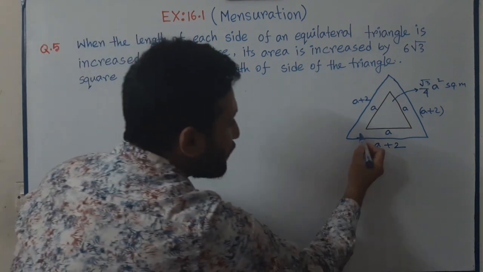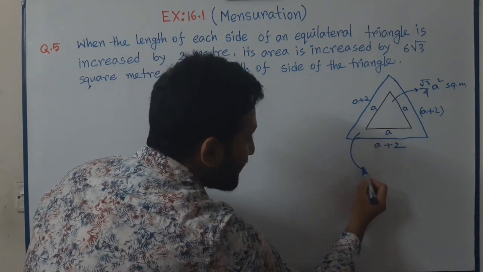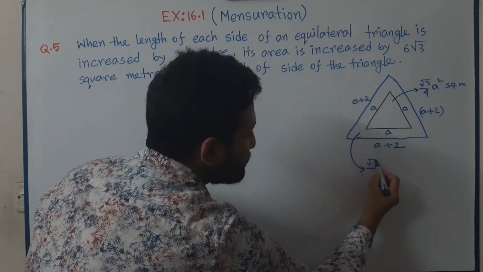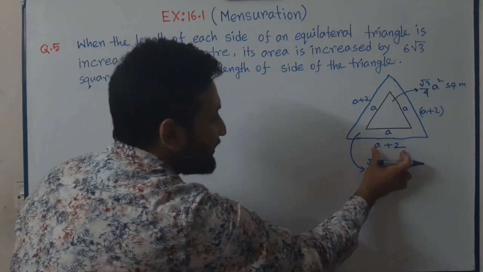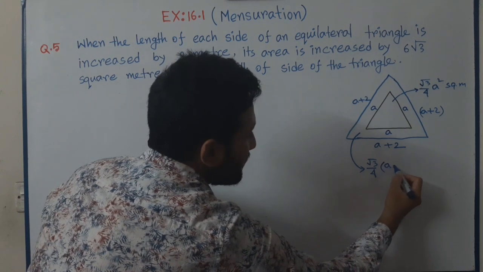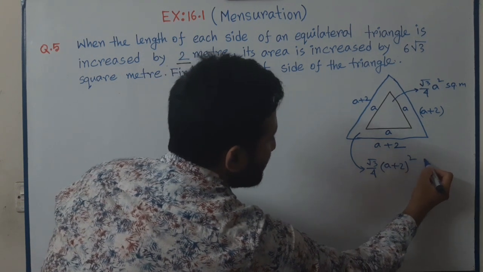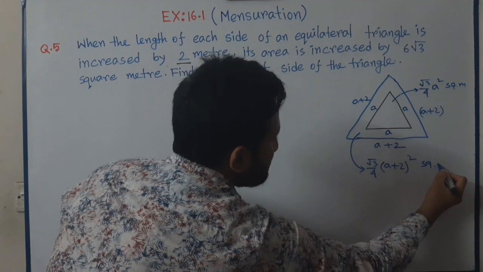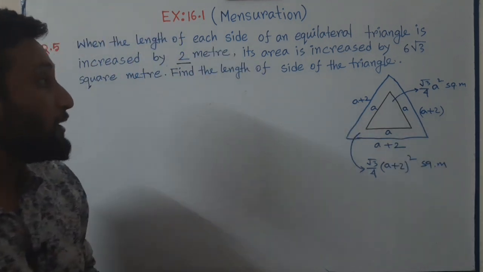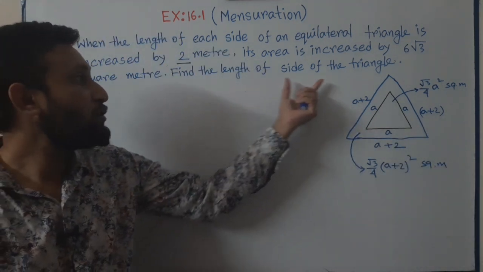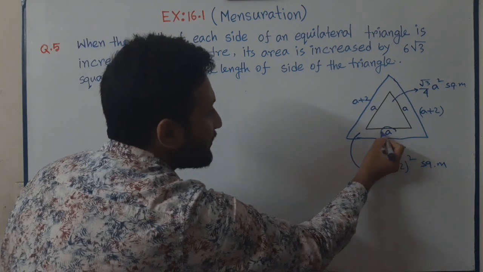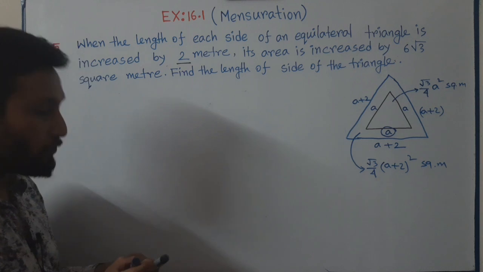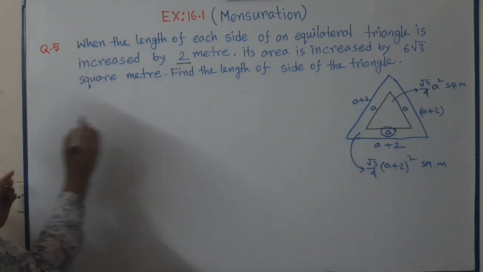So the newly formed equilateral triangle's area must be root 3 by 4 times the side length squared. Here the side length is A plus 2, so root 3 by 4 times (A plus 2) squared, in square meters. We have to identify the side length of the triangle, that means the value of A. Now follow the solution process.